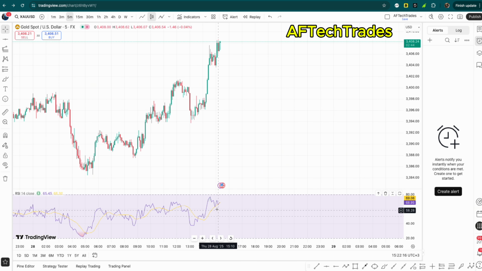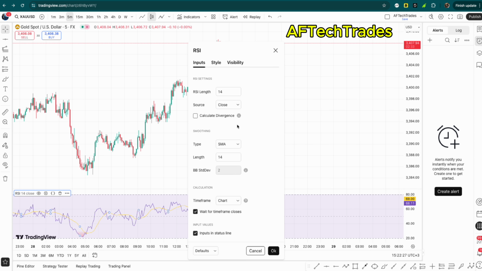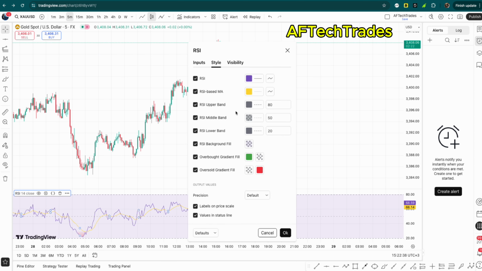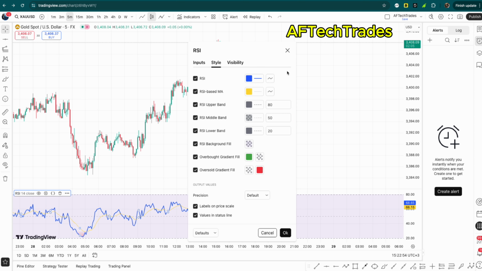This is the default setting, by the way, but if you want it to look very clean, you can go into your settings and change the inputs from this type to EMA. Here you change it to EMA. Then you come to style. Here the RSI, which is the purple line, is the RSI line. You can change it to any color of your choice, and you can increase the thickness of the RSI.